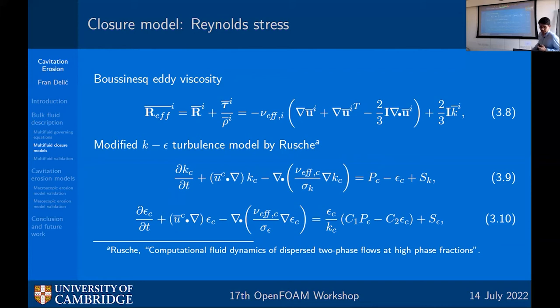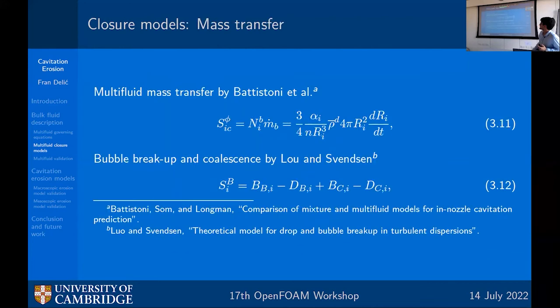Again, a modified k-epsilon turbulence model by Ruscha is used here with two additional equations. And not implemented yet are the multifluid mass transfer by Battistoni et al. and the bubble breakup and coalescence model by Lu and Svensson.